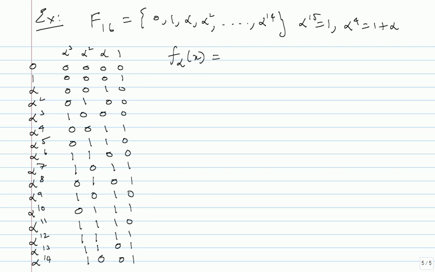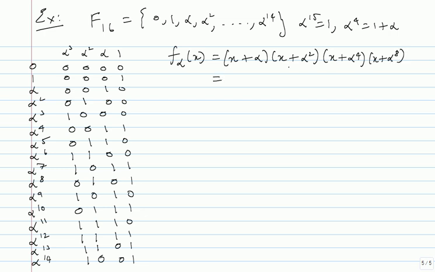What's the formula for f alpha x? Right, first thing you have to figure out is that list of roots starting from alpha: alpha, alpha squared, alpha power 4 and alpha power 8. Then you do this: x plus alpha, times x plus alpha squared, times x plus alpha power 4, times x plus alpha power 8.